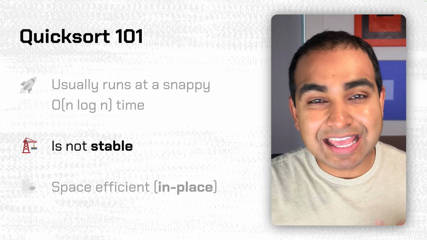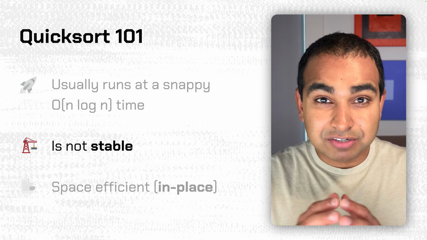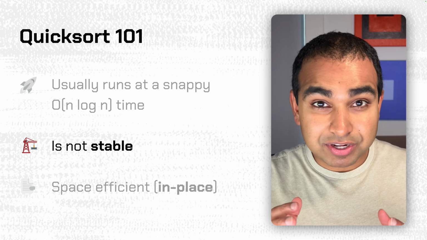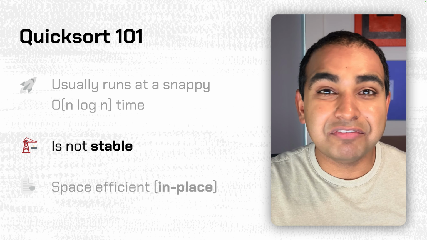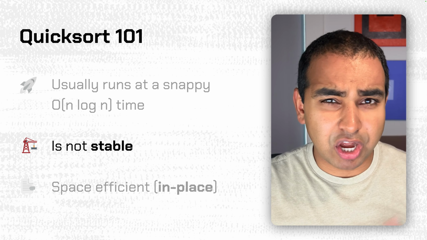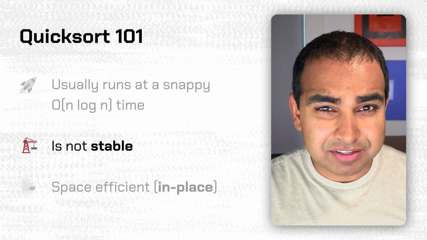QuickSort is not a stable sorting algorithm. The relative order of identical items is not guaranteed to be maintained once everything has been put in its sorted place. If you care about stability, QuickSort may not be exactly what you need.